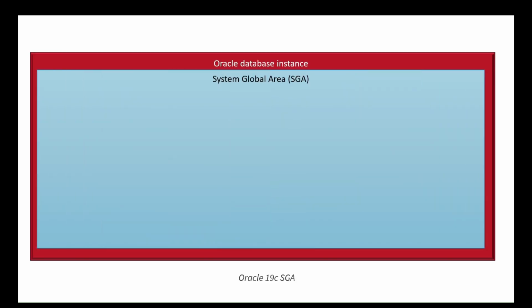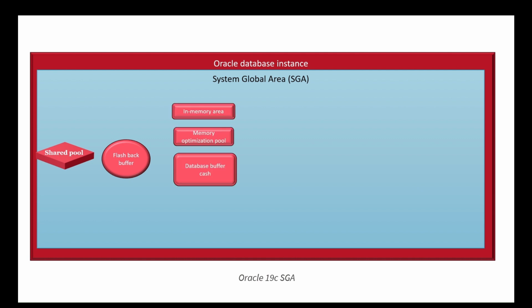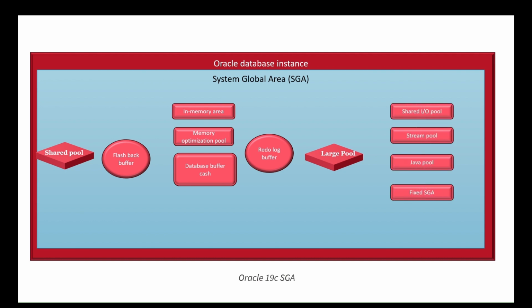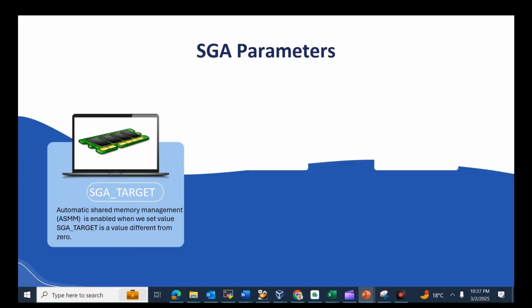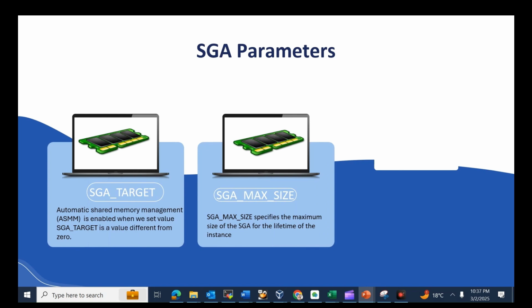SGA has many components, like shared pool, flashback buffer, in-memory area, memory optimization pool, database buffer cache, redo log buffer, large pool, shared I/O pool, stream pool, Java pool, and fixed SGA. Alright. The two parameters of SGA are SGA_target and SGA_max_size parameters. Automatic Shared Memory Management, ASMM, is enabled when we set the value of SGA_target to a value different from 0.